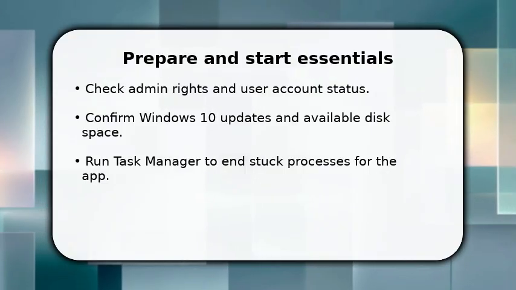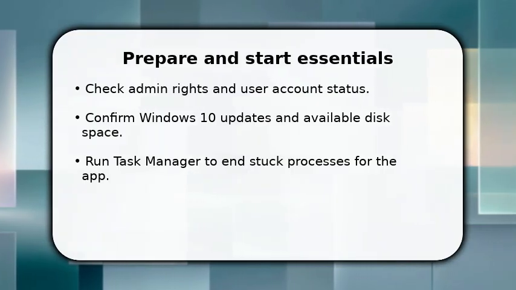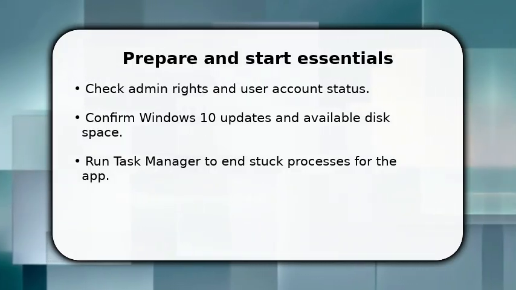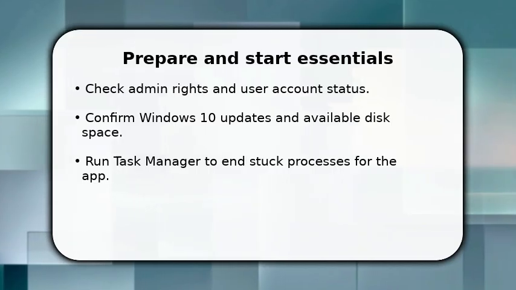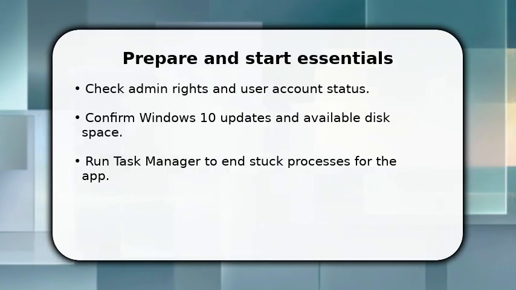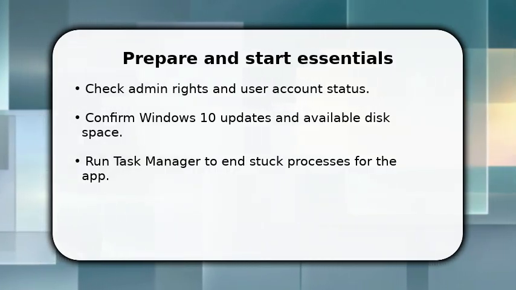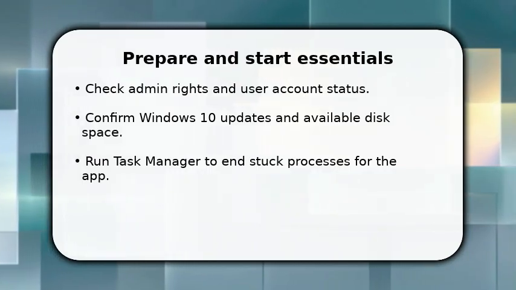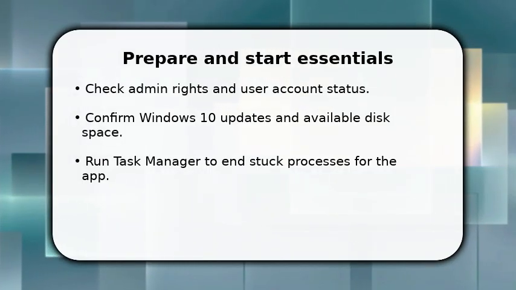You begin by confirming you have administrator rights and a working user account because many app failures stem from permissions. Once done, make sure Windows Update is current and you have enough disk space. Low space blocks launches. Next, open Task Manager and end any hung processes tied to the program so you start clean. Doing these steps clears common blockers and prepares the system for the deeper fixes that follow, so don't skip them.